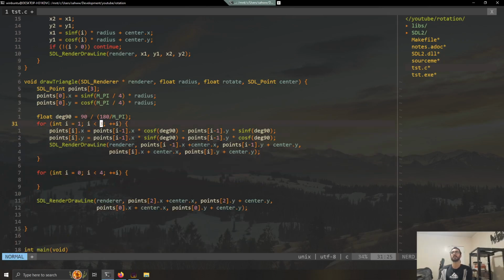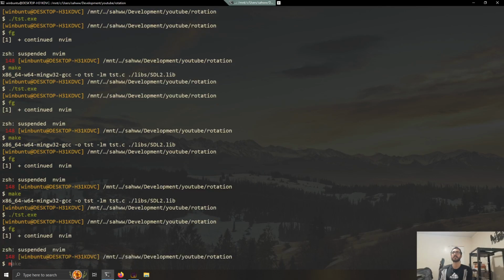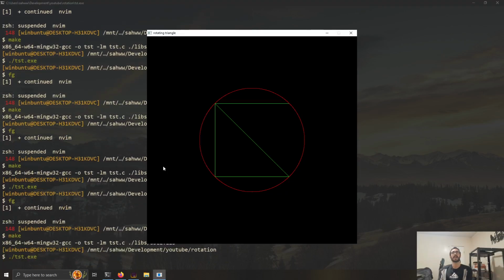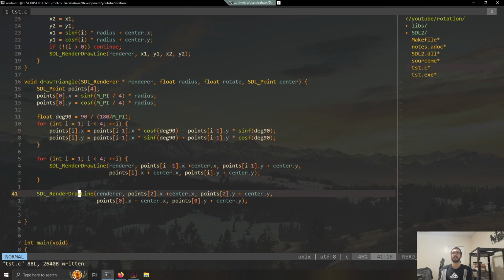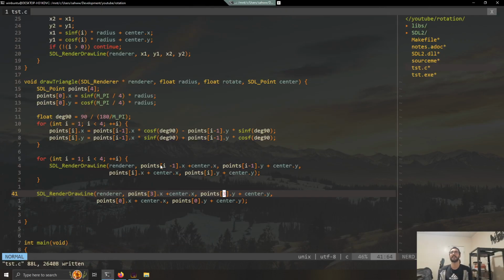We're going to have 4 points instead of 3. And we're going to actually draw it right here. And it's a little off because we need to make this 3 instead. Now we got a square.